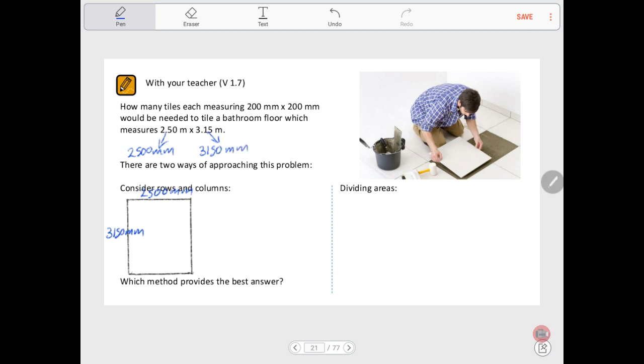Okay, so two ways of approaching this problem. First is to consider rows and columns. Now if I was to go horizontally along here and I wanted to figure out how many tiles I would need in a row this way, well I could divide that length by the length of each tile, which is 200 millimetres, and that would give me 12.5.